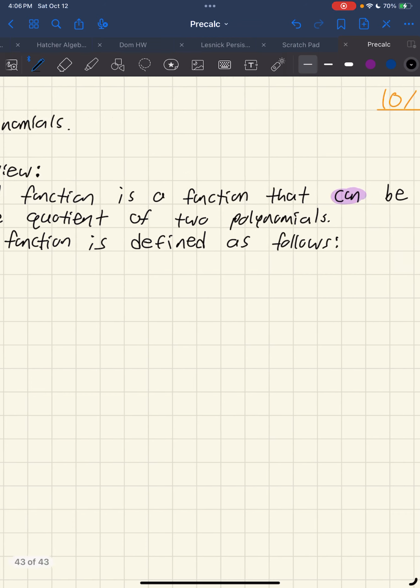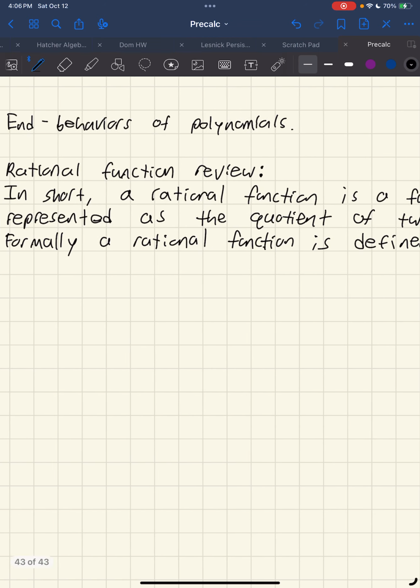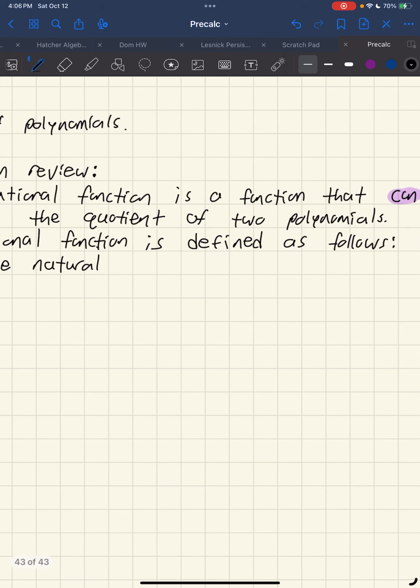To start, we're going to need some stuff. We need the degrees of the top and the bottom. If you remember what degree is, you're off to a good start. Let little m and little n be natural numbers. And again, natural numbers are just counting numbers.